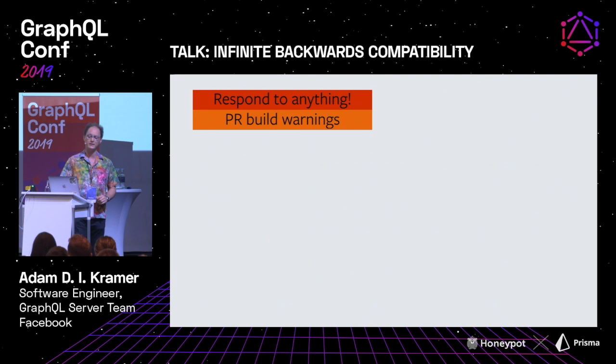Second thing I'm going to recommend is warnings at pull request time, specifically about the build. So what I'm saying here is, you've got a pull request out there. As soon as that pull request is out there, get a bot, get some automated system to start checking whether or not your clients are actually going to build, right?